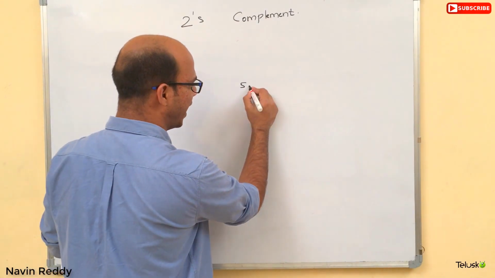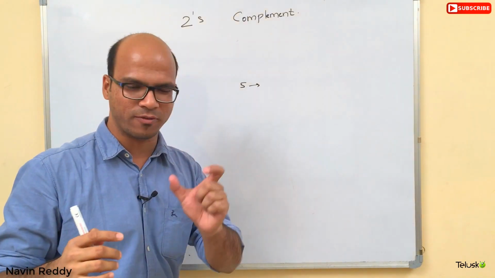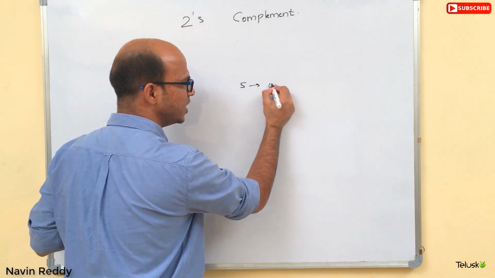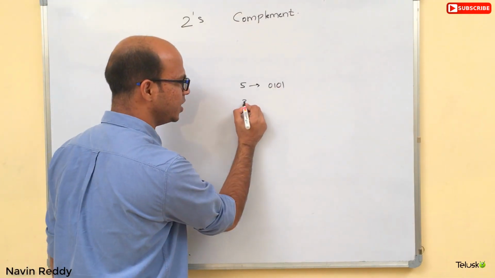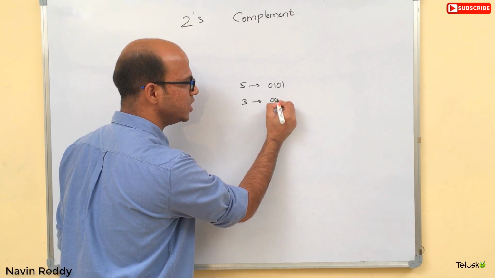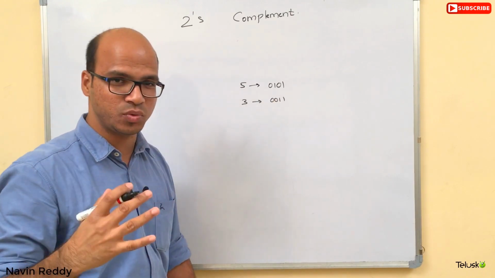So with that way, assuming that you have 4 bits, we'll say 0, 1, 0, 1. That's how you represent 5, right? So if you have a number 3, how can you represent 3? It is 0, 0, 1, 1. That's how you can say 3, right?